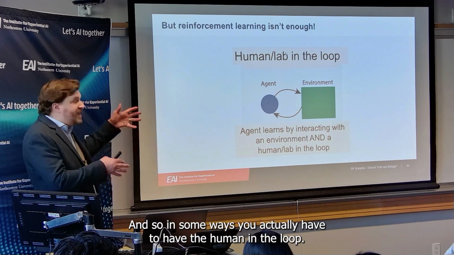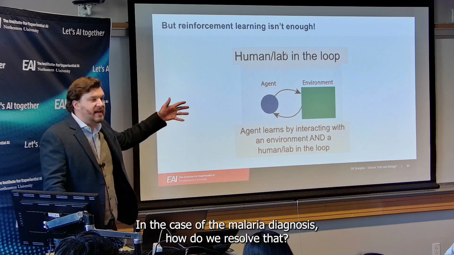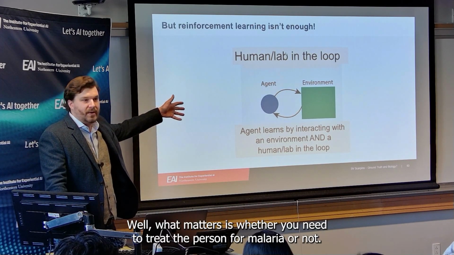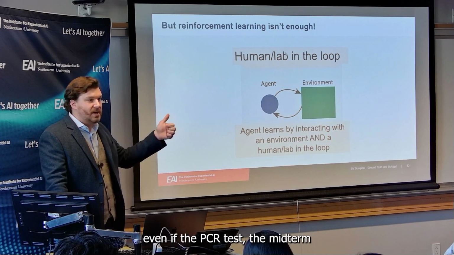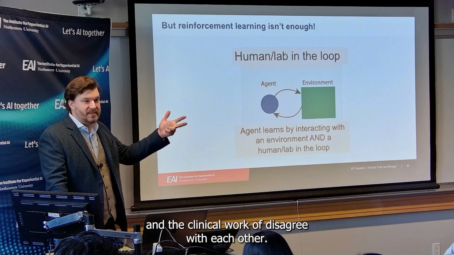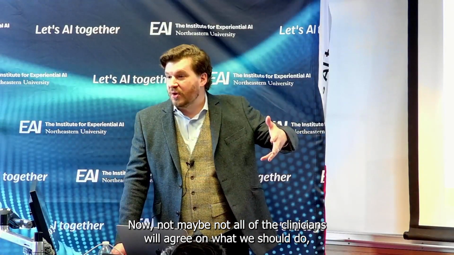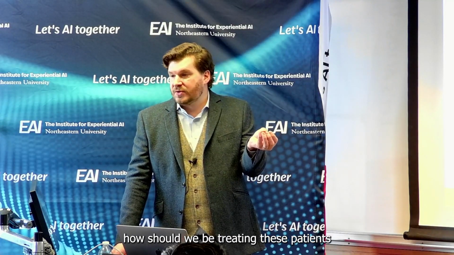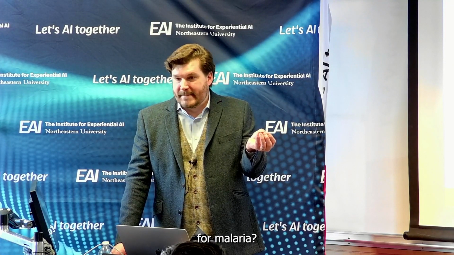And so in some ways, you actually have to have the human in the loop. In the case of the malaria diagnosis, how do we resolve that? Well, what matters is whether you need to treat the person for malaria or not. And that's a decision that actually can be made even if the PCR test, the MRDTs, and the clinical workups disagree with each other. Now, maybe not all the clinicians will agree on what we should do, but that is an outcome that we can actually work on, which is how should we be treating these patients for malaria?